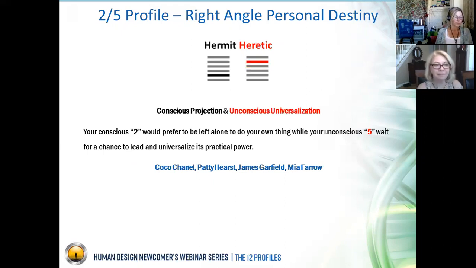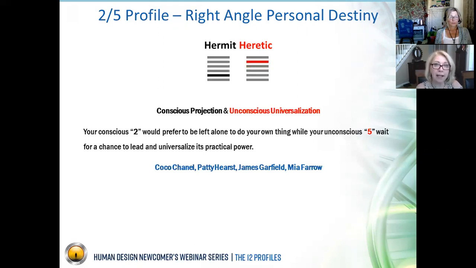2/5s. Another harmonic profile, the 2 and the 5. When we talk about the 1 and 4 being harmonic, equal distance in the hexagrams. The 2/5, another right angle, personal destiny. Again, we have conscious projection, and we come to unconscious universalization. So the conscious 2 would prefer to be left alone to do their own thing, and the unconscious 5 is waiting for a chance to lead and universalize its practical power.